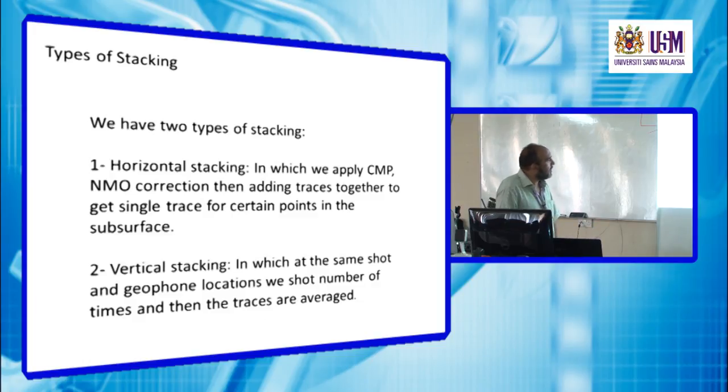We have two types of stacking. The one we can term horizontal stacking, in which we apply common midpoint, NMO correction, then adding traces together to get a single trace for a certain point in the subsurface, we hope. The other one is vertical stacking, as you experienced in the second level course. We are hitting the ground several times at the same offset, and then recording, and then averaging. What is the result? The result is to increase the signal-to-noise ratio by averaging out the non-coherent noise. Is it okay?